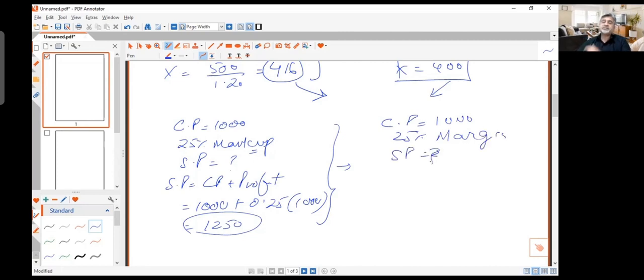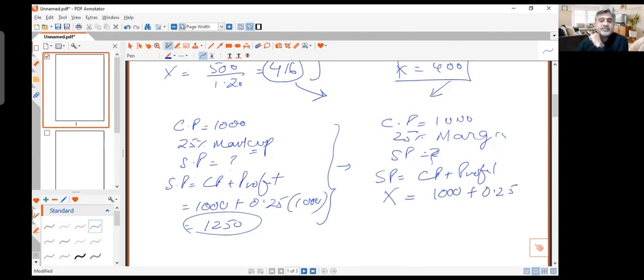Okay, we have to calculate the selling price. Again, I'm going to use the same equation: selling price is equal to cost price plus profit. Selling price I don't know, so let me call it X. X is equal to 1000 plus profit is 25%.